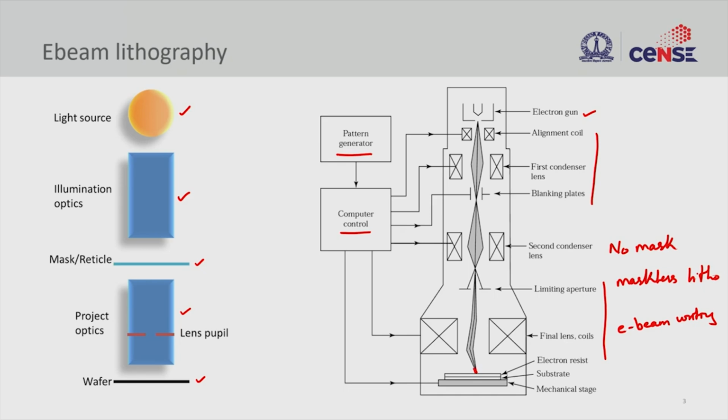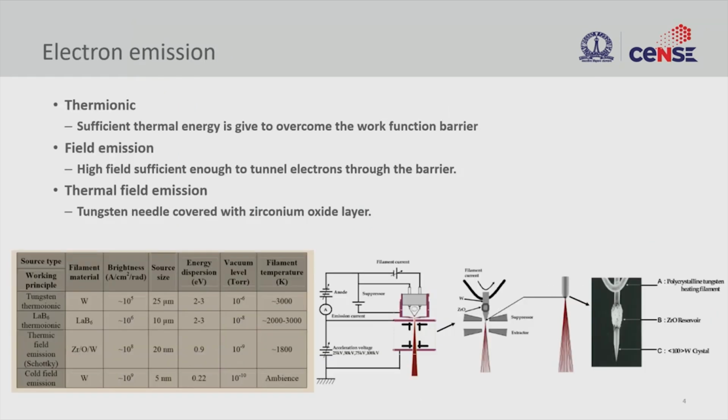We will look at this configuration in a little more detail later in this lecture, but let's look first at the first element in the whole system. That is the electron source itself. So where do we generate these electrons from? In optical sources, we use lasers, excimer lasers, or even lamps, mercury vapor lamps were used. But let's see what are all the sources that we can have here. There are predominantly two types of source. One is the thermionic source and the other one is field emission.